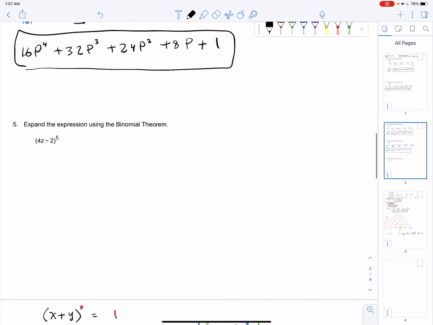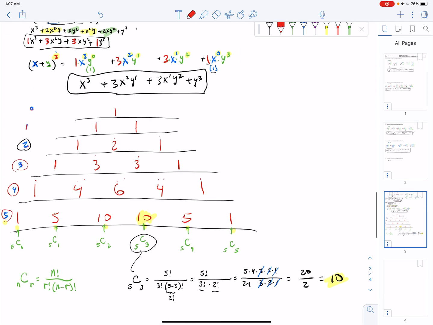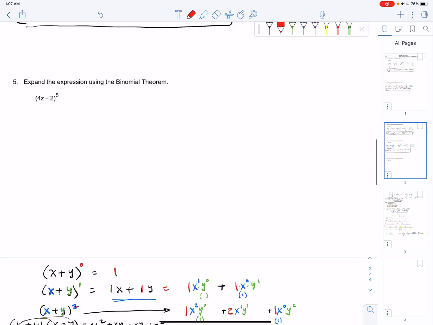Awesome. And here we are with the last problem here. And we're doing a 5th. So let's see if we can get this. We take a look at the coefficients for the 5th, which is 1, 5, 10, 10, 5, 1. Okay, I've got to fit it. That's the hardest thing. So it's 1, 5, 10, 10, 5, 1.